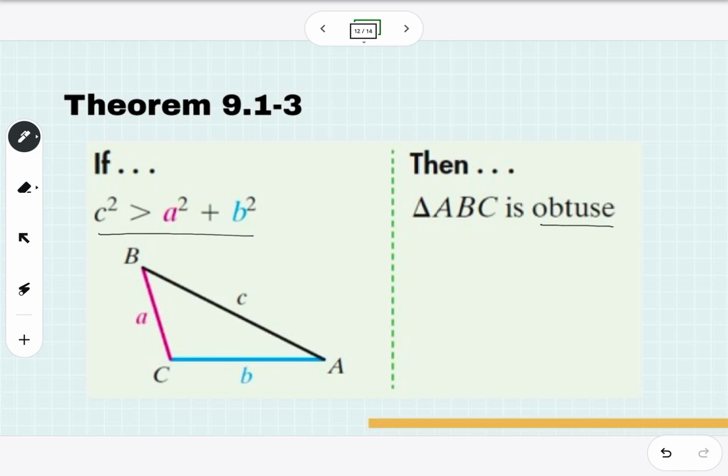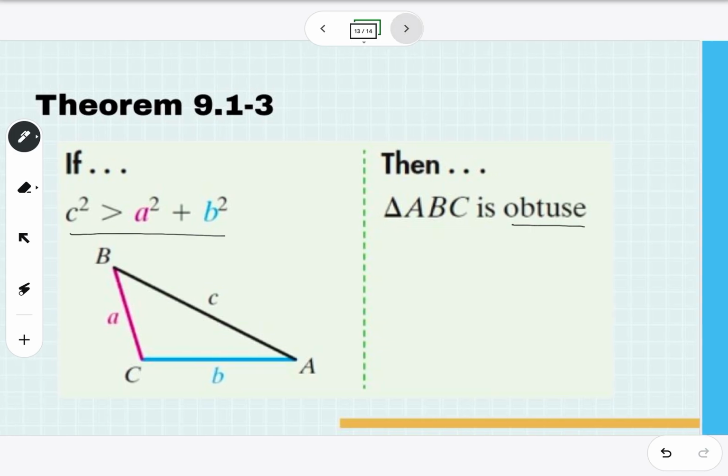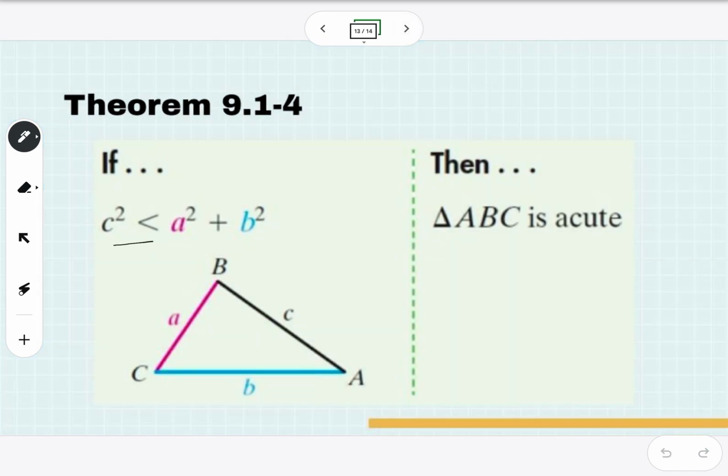Pause the video if you need to. Make sure that's somewhere in your notes. So our previous theorem was if it equals, it's right. If c squared is greater than the sides squared, it's obtuse. And then finally, if c squared is less than a squared plus b squared, your triangle is going to be acute. Okay, so like I said, pause, go back, write these down. Make sure you have these somewhere in your notes. These are going to be super important for us. And I've seen stuff like this pop up on SATs and ACTs too. Helpful things to know, all right?